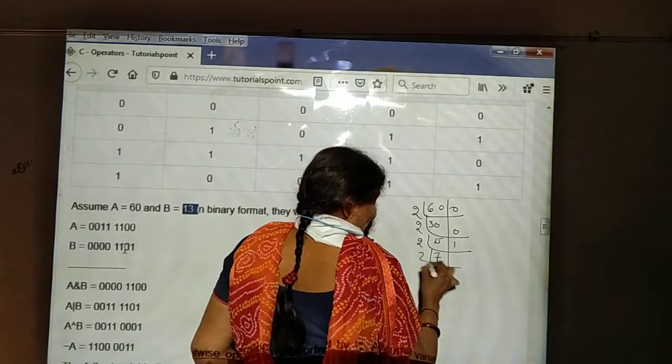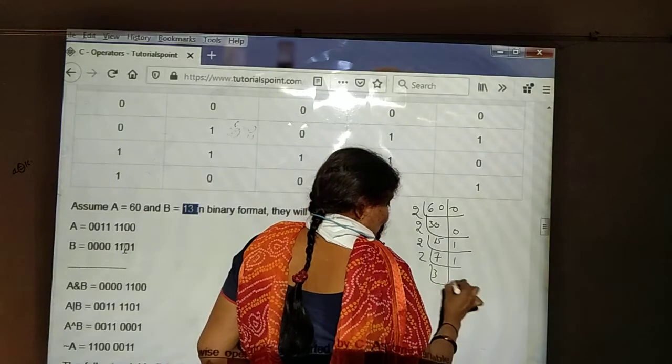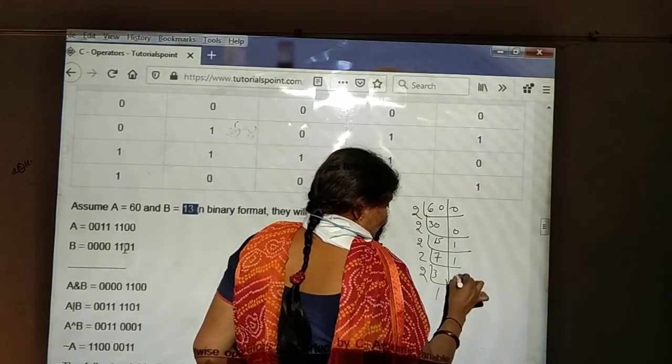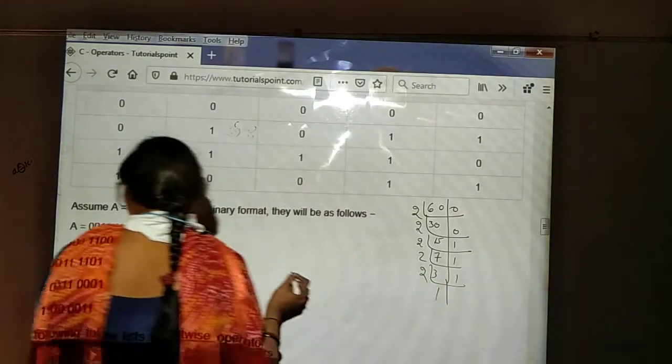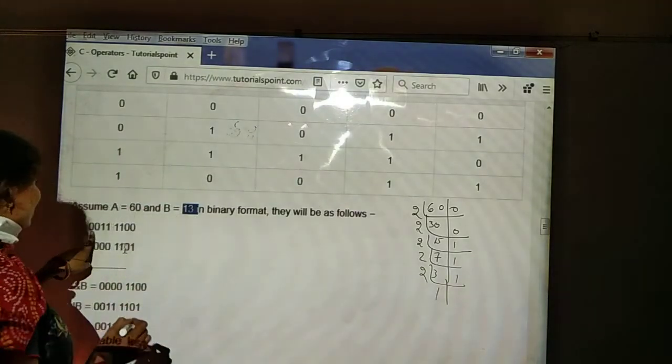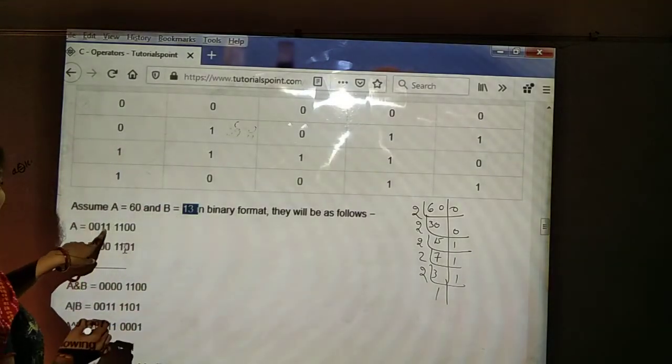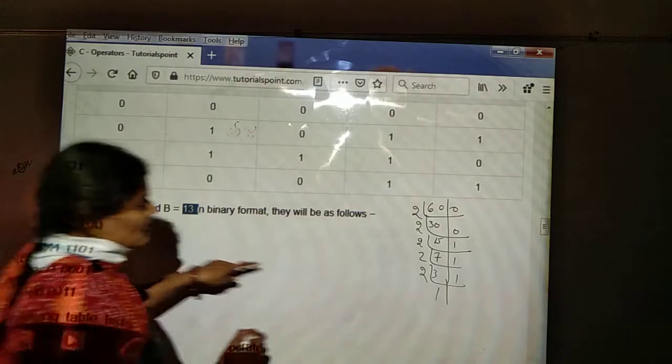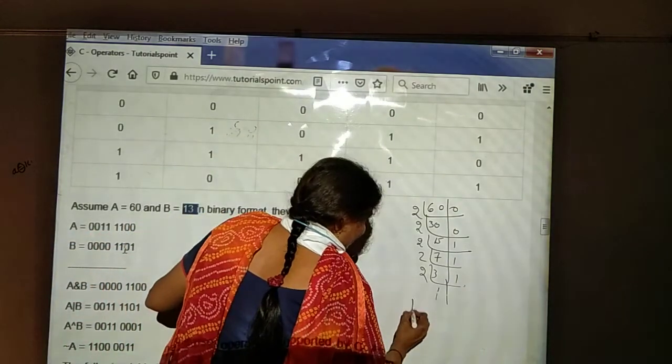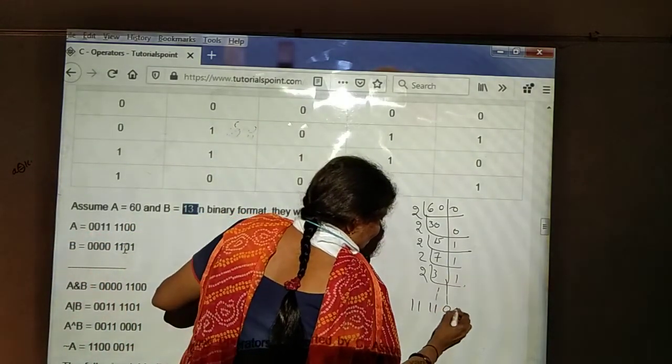Remainder 1. 2 3s are 6. Then 2 1s are 1. Means what is the value here? See here, we need to write it in this way. How much? 1 1 1 1 0 0. In this way we need to write 1 1 1 1 0 0.